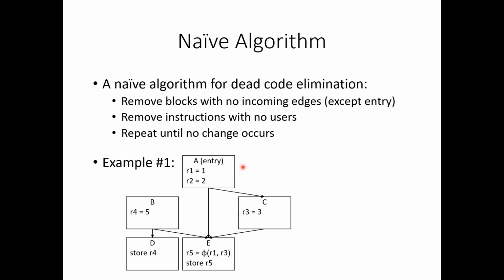A, C, D, E. We remove D. But now D doesn't have incoming edges. So right, I'm going to remove B because it doesn't have incoming edges. And because of that, I can also remove D because D doesn't have any incoming edges. Okay, is there anything else I remove? So I'm left with ACE. Anything else I remove?